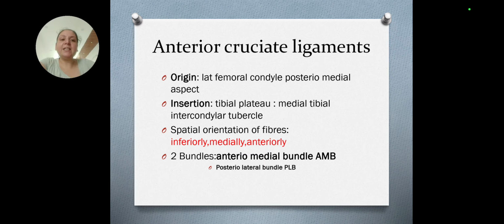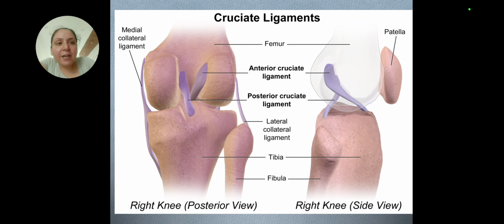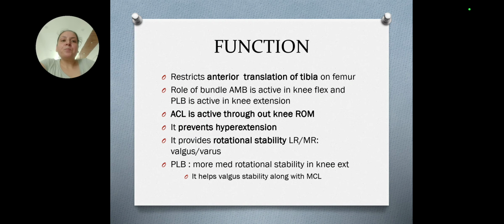The orientation is like this. It has got two bundles, what is called the anterior medial bundle and the posterior lateral bundle. Now you can see this, it is arising inferior, anterior, medially. It has got two important bundles. Now if this is running like this, it restricts the anterior translation of the tibia on the femur. So the anterior medial bundle is active in knee flexion, whereas the posterior lateral bundle is active in knee extension.